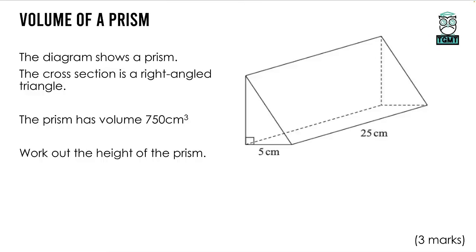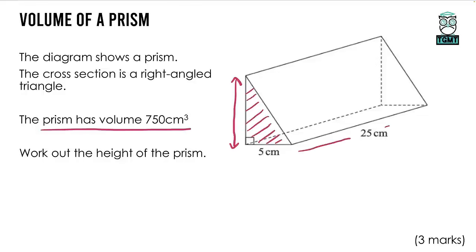Okay, so looking at the volume of a prism. We have mentioned working out the volume of a prism in a previous question. However, this one here has actually given us the volume. It says here the prism has a volume of 750 centimetres cubed. Look at the height of the prism. So the height is this part here, and it does tell us in the question the cross-section is a right-angled triangle.